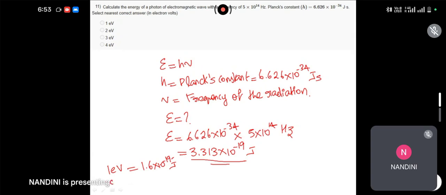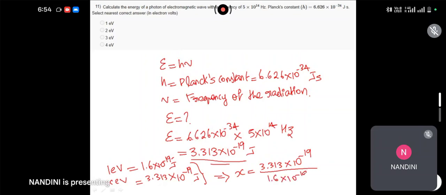So here, let it be X electron volt. We need to find X. X will be 3.313 into 10 raised to minus 19 joules divided by 1.6 into 10 raised to minus 19, which will be 3.313 divided by 1.6, which is 2. So 2 electron volt is the answer.